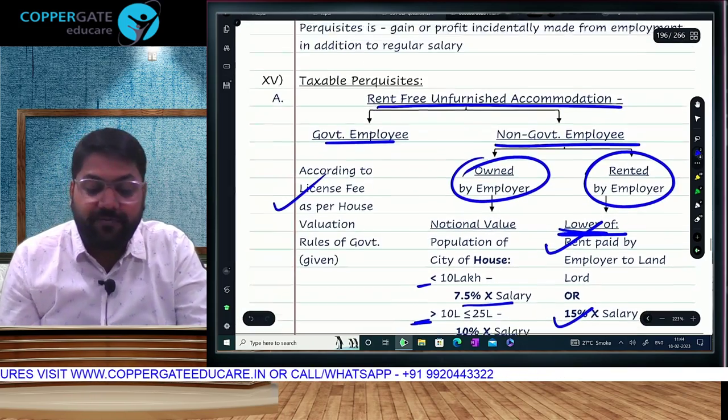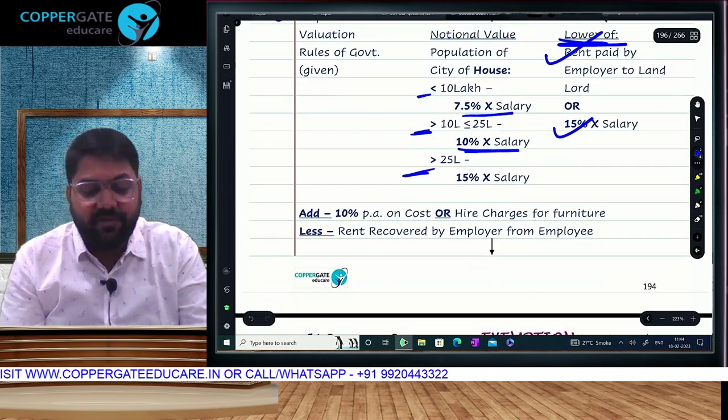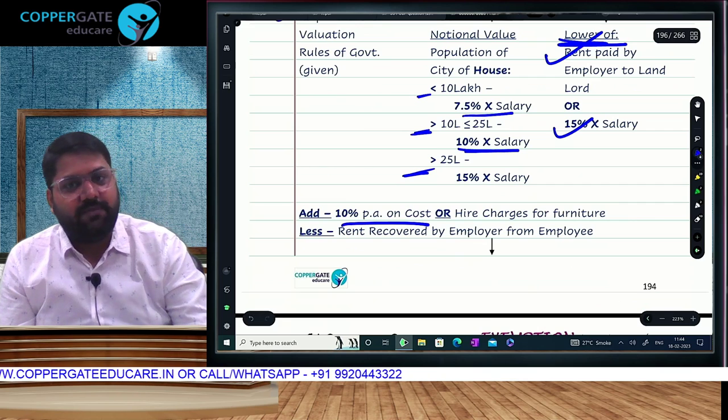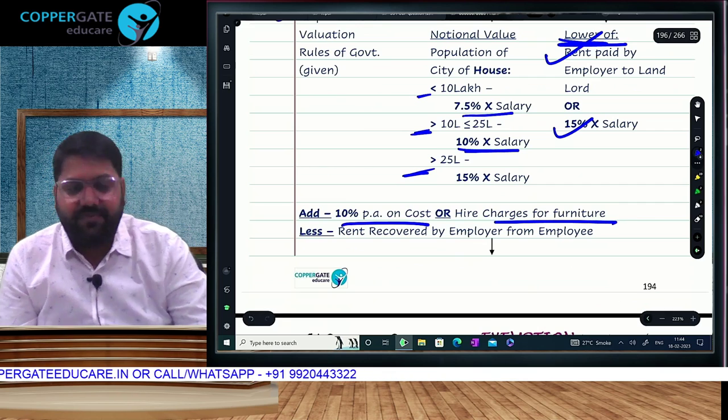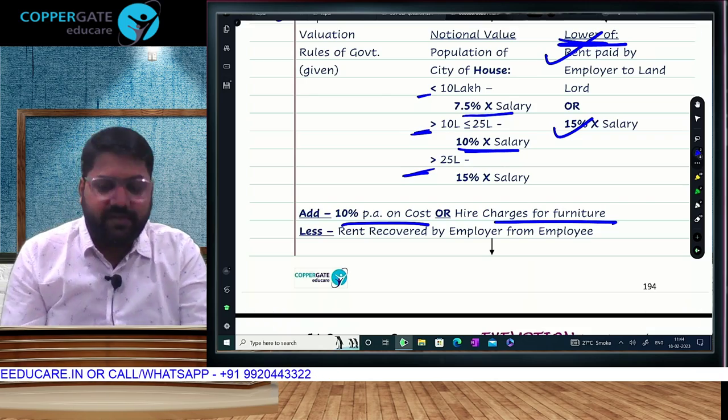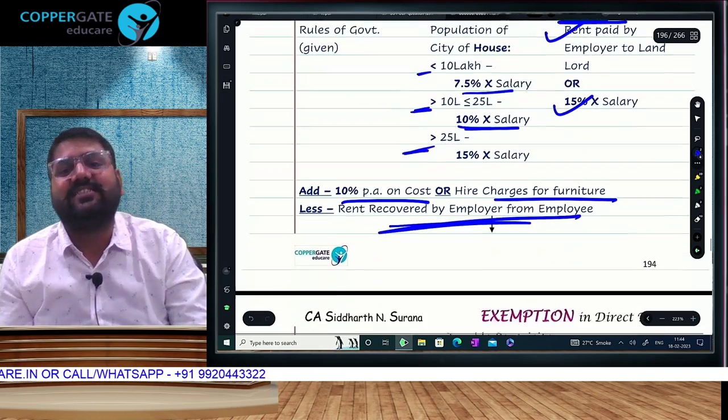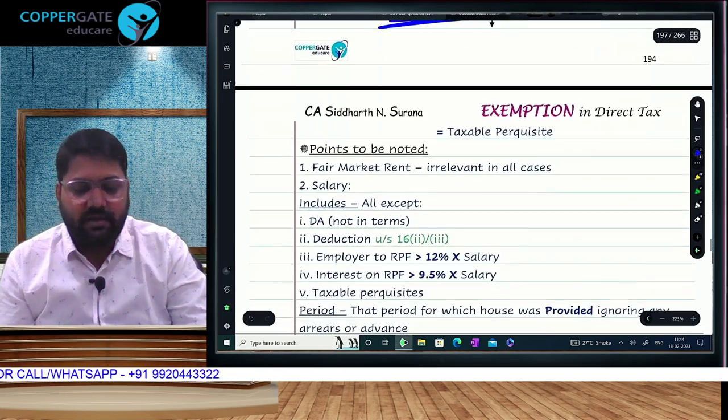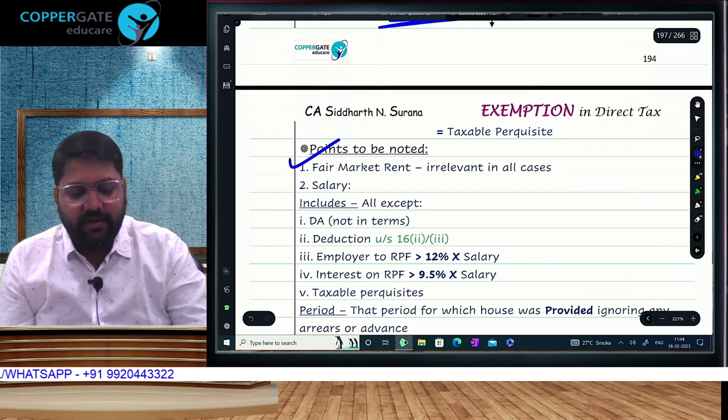If it is unfurnished house, then if the boss is giving you furniture, purchased furniture, then 10% per annum on cost. And if hired furniture, then hire charges. And from this, if the boss is recovering anything, it is concessional interest, so we subtract the amount recovered. The market value will always be irrelevant.